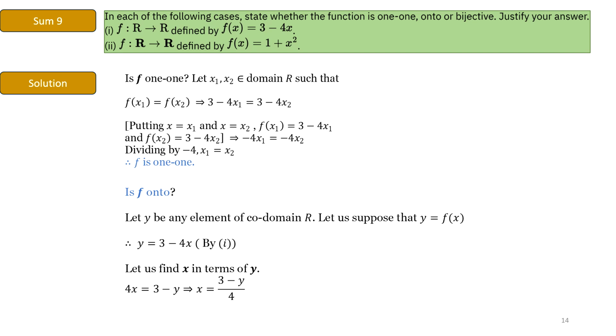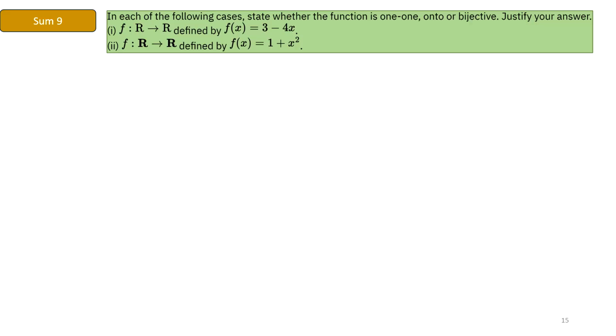To check for surjectivity, consider an element, let us say y, in the codomain. According to the given function, y will be equal to 3 minus 4x. Once we convert x and write it in terms of y, we get the following. Determine whether the function f of x equals 3 minus 4x is one-one, onto or bijective.